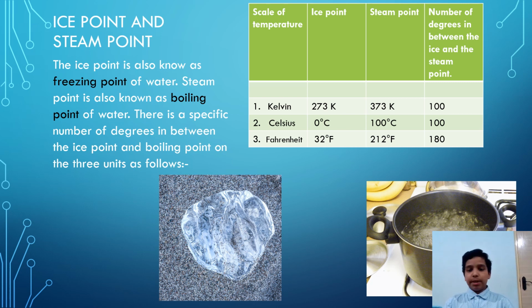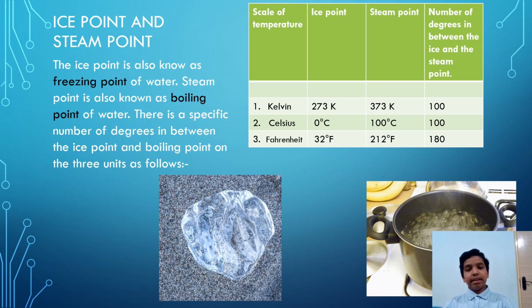And the scale of temperature: ice point, steam point, and number of degrees in between the ice point and the steam point. In Kelvin, the ice point is 273 K and the steam point is 373 K. The number of degrees between the ice point and the steam point is 100. In Celsius, the ice point is 0 degrees Celsius and the steam point is 100 degrees Celsius. So the number of degrees between the ice point and the steam point is 100.